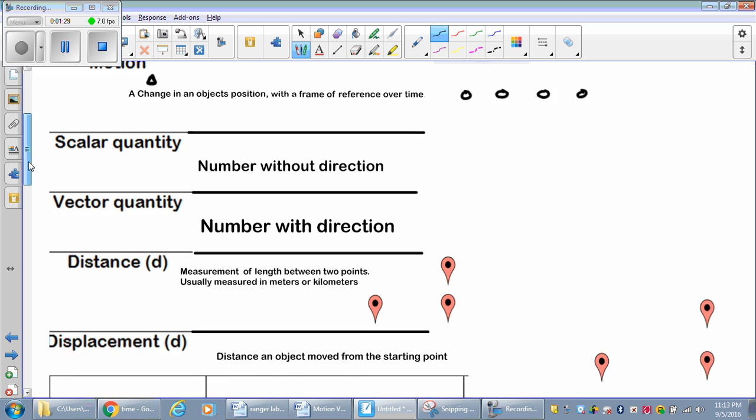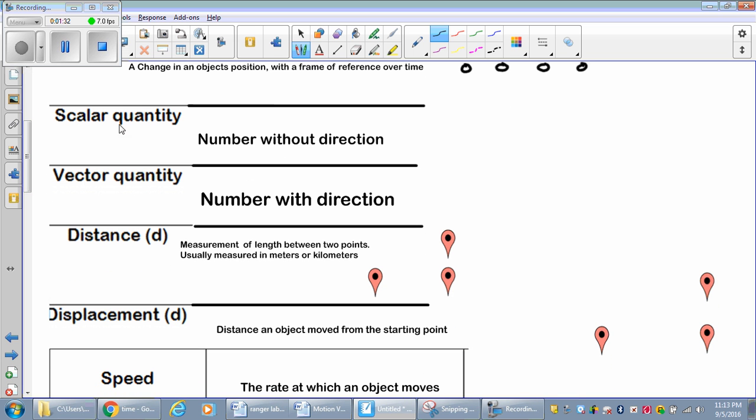Right. Now this is important here. Scalar quantity. Quantity just means type of measurement. Type of measurement. Okay. So the word quantity does not mean number in physics. It means a type of measurement. So scalar means a number without a direction.